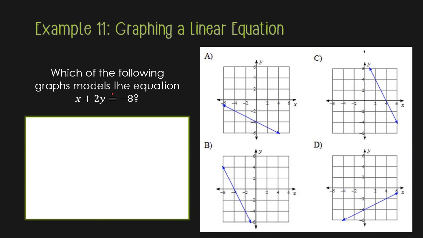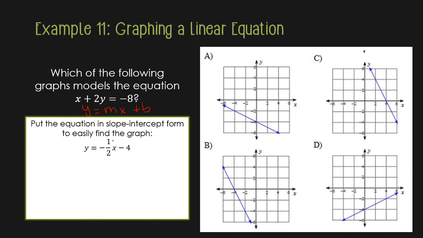In example 11, we're graphing a linear equation. So which of the following graphs models the equation x plus 2y equals negative 8? Whenever we go to graph a linear equation like this, remember that we want to use slope-intercept form. So y equals mx plus b.